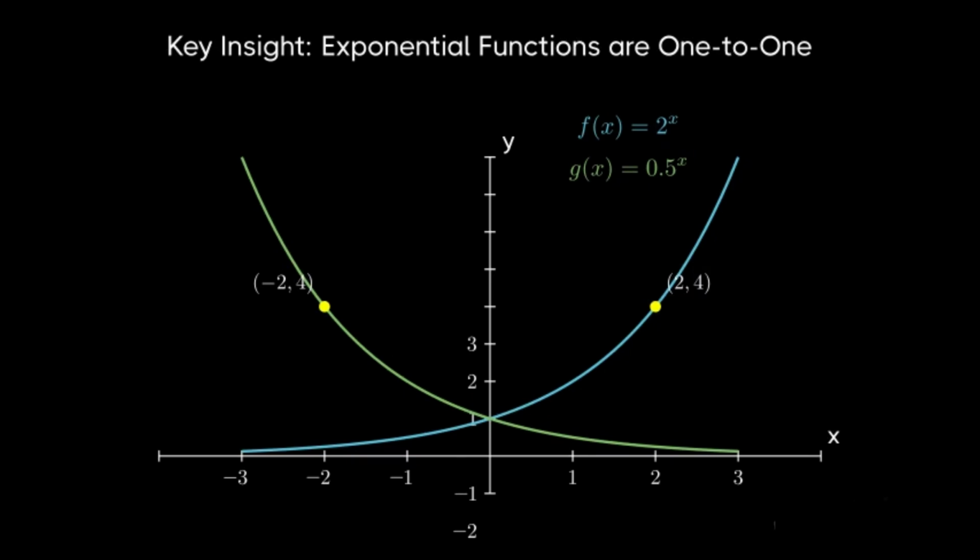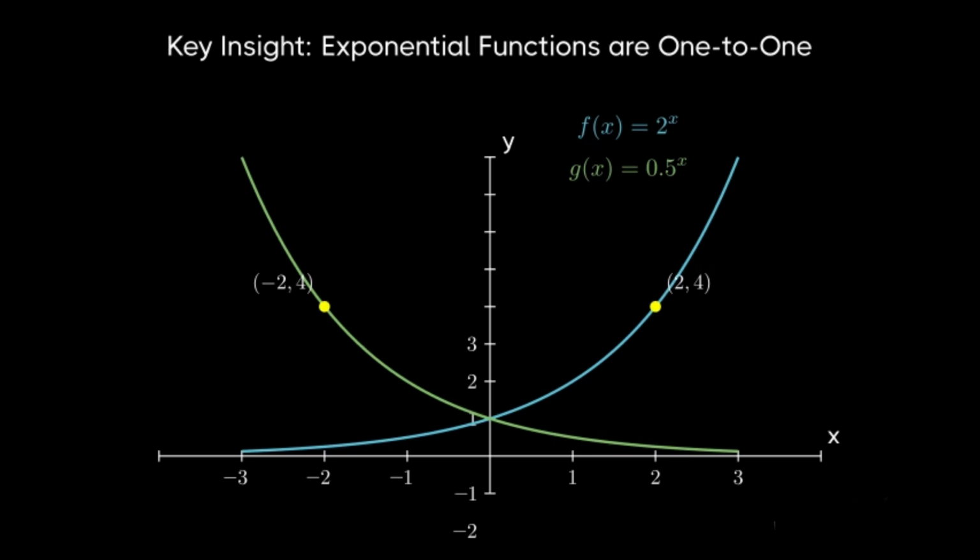For the green curve, we have just one intersection at x equals negative 2, where 0.5 to the power of negative 2 equals 4. This illustrates the crucial one-to-one property of exponential functions. Each output value corresponds to exactly one input value. No matter which horizontal line we draw, it will always intersect our exponential curve exactly once.